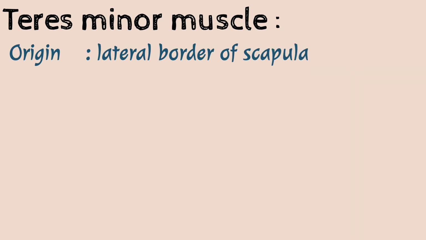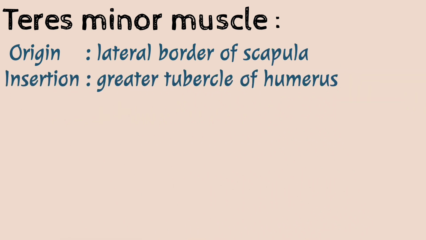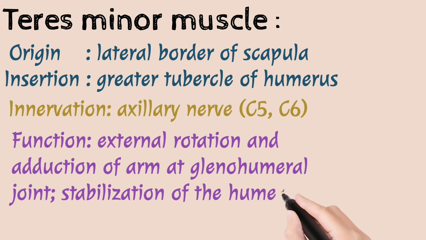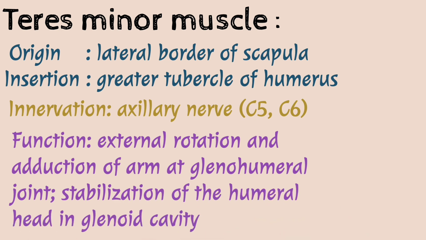Third, teres minor muscle. Its origin is from lateral border of scapula. It inserts into the greater tubercle of humerus. Its innervation is by axillary nerve. Its function is external rotation and adduction of arm at glenohumeral joint and the same stabilization.